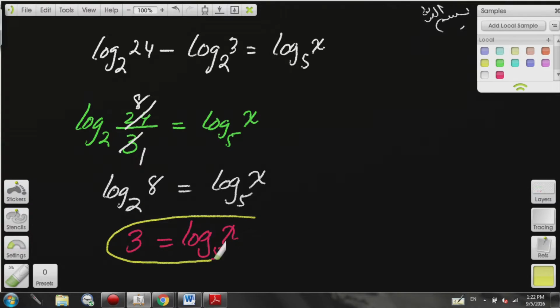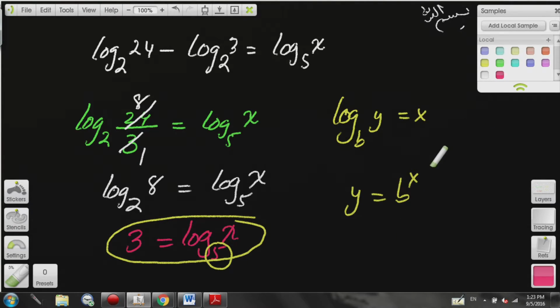Now you have to be able to convert this log equation to exponential form. The way you do that is: log base b of y equals x converts to b to the exponent x equals y. So you have to be able to convert a log equation to exponential form. Log base b to the exponent x equals y. This is a basic logs property you have to know.